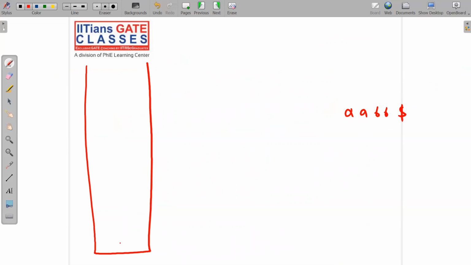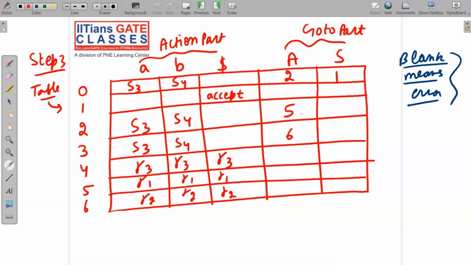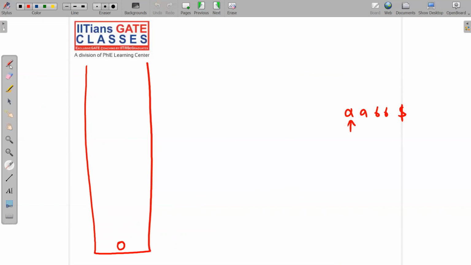In the stack we will keep the initial state, that means 0. State number 0 will be our initial state and we will put it. Now I will say 0 on small a. See the table, 0 on small a is S3, shift 3. So shift 3 means what? This is a rule you have to remember: A will be pushed onto the stack as well as 3 will be pushed onto the stack.